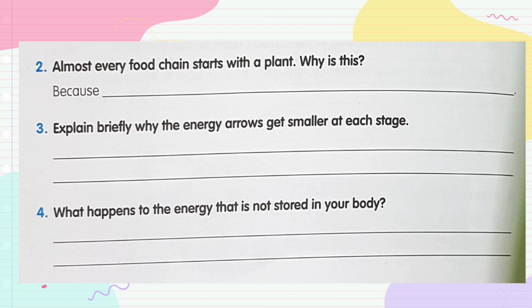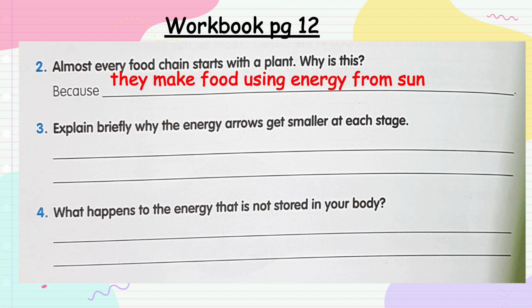Almost every food chain starts with a plant. Why is this? Why is every food chain starting with a plant? Because they are making the food using the energy from the sun. And they are making the food, right? So it starts with them. Now, explain briefly why the energy arrows get smaller at each stage.